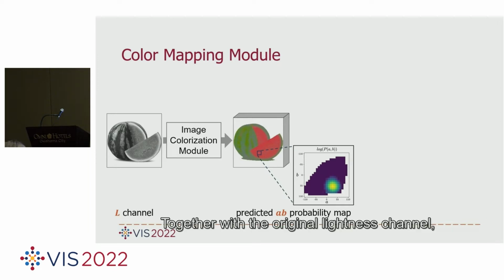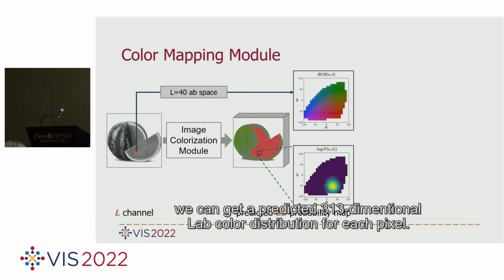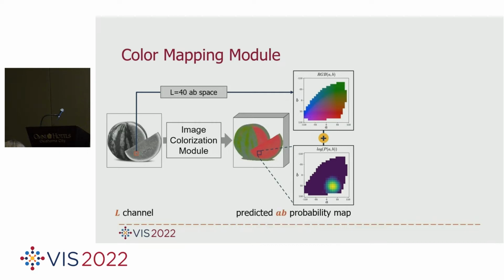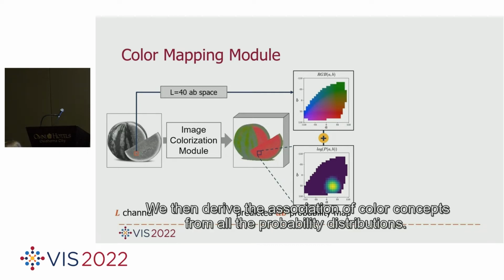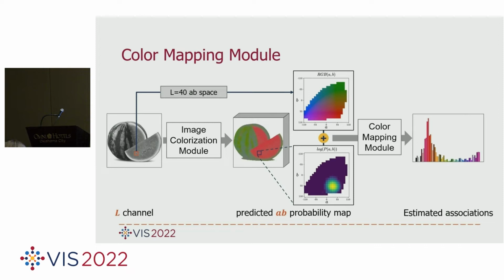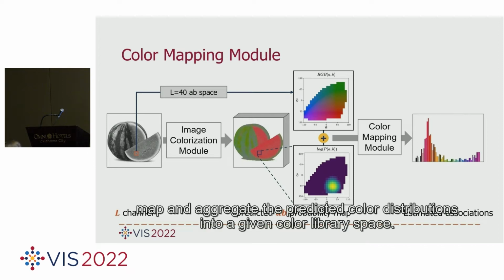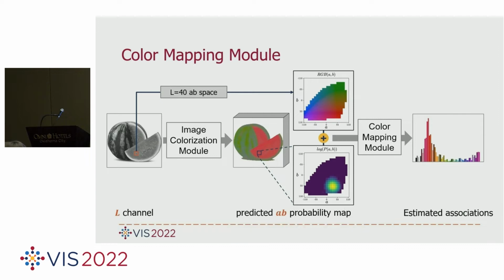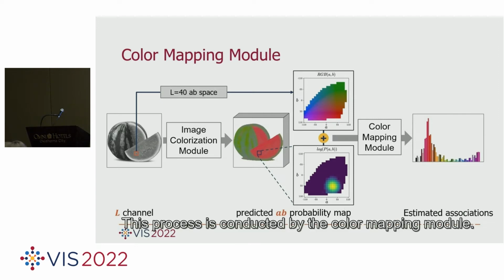Together with the original lightness channel, we can get a predicted 313-dimensional LAB color distribution for each pixel. We then derive the association of color concepts from all the probability distributions. That's to say, map and aggregate the predicted color distributions into a given color library space. This process is conducted by the color mapping module.